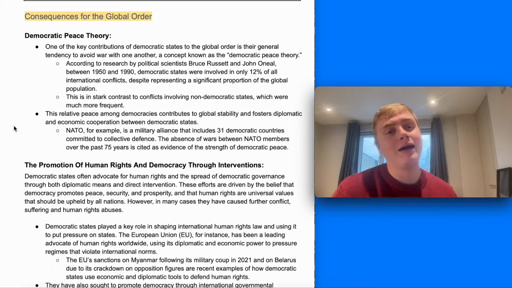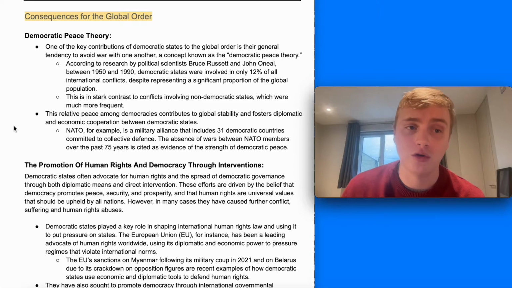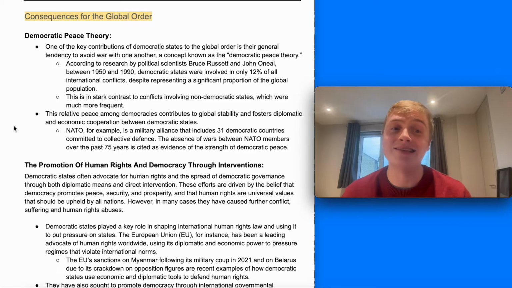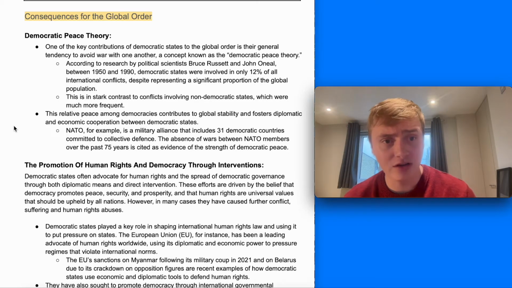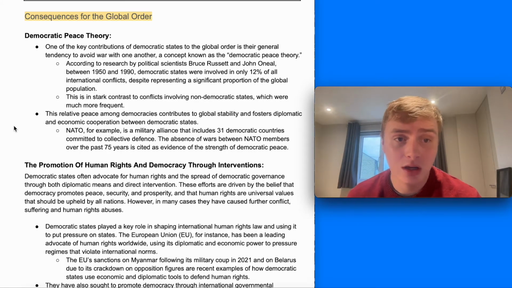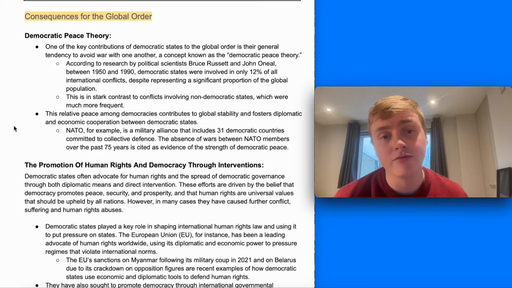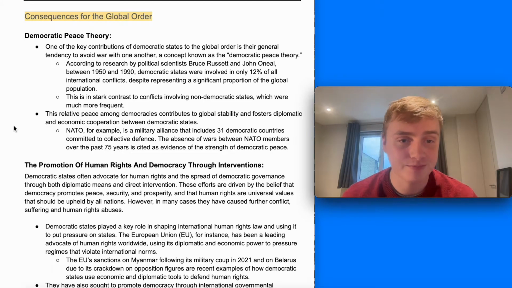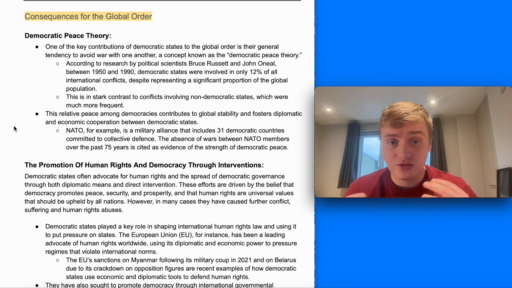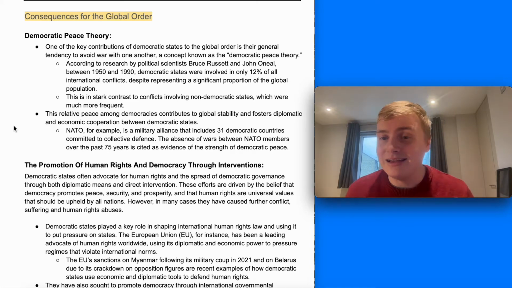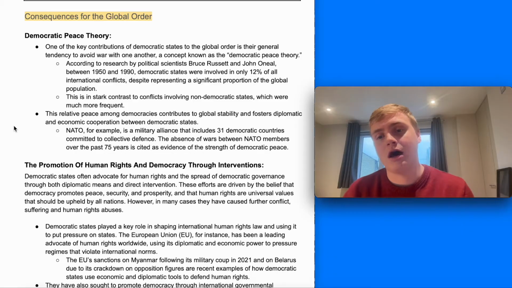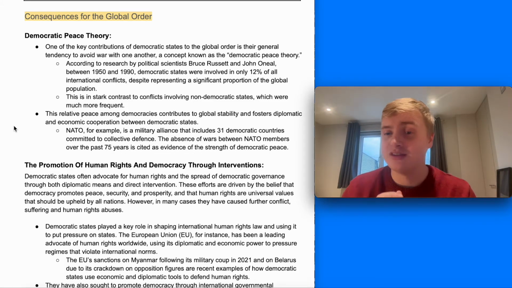So then, how can we think about the consequences of democratic states on the global order? The first key one is democratic peace theory. And this is the general tendency of democracies to avoid war with each other. So according to political scientists Russett and O'Neal, between 1950 and 1990, democratic states were involved in only 12% of all international conflicts, despite representing a significant proportion of the global population. This is a significant contrast to non-democratic states. And this contributes to the argument that democracies contribute to global stability and are more likely to cooperate and resolve tensions and divisions through international organisations and through diplomacy rather than through war.